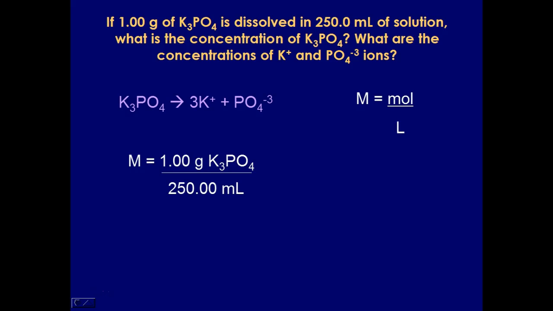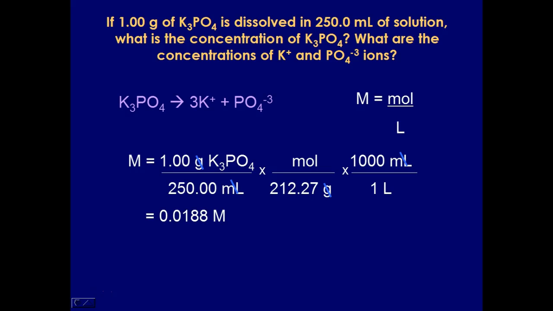I prefer just to do it in one step, so you're going to see me go ahead and cancel out the grams of K3PO4 with its moles using the molar mass, and then converting the milliliters to liters. The grams would cancel, the milliliters would cancel. The 1.00 determines my sig figs because it's the one measurement with the fewest. And so I get 0.0188 molar is the concentration of K3PO4.